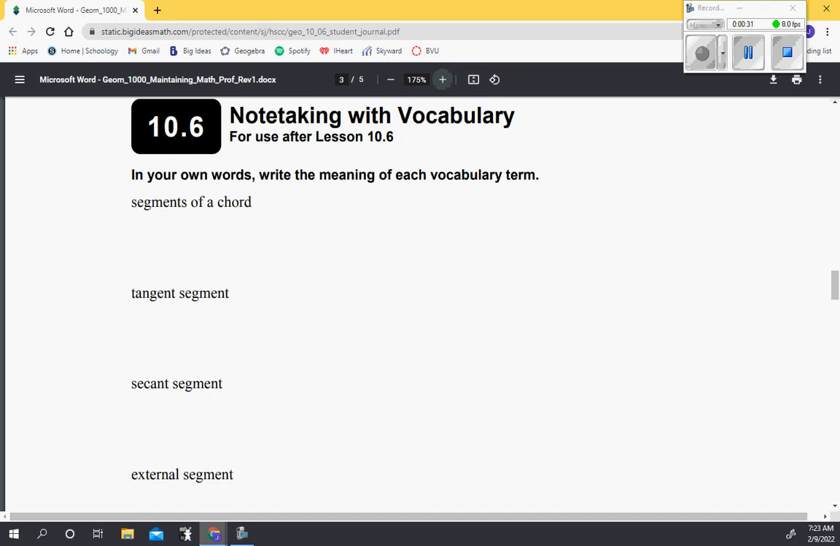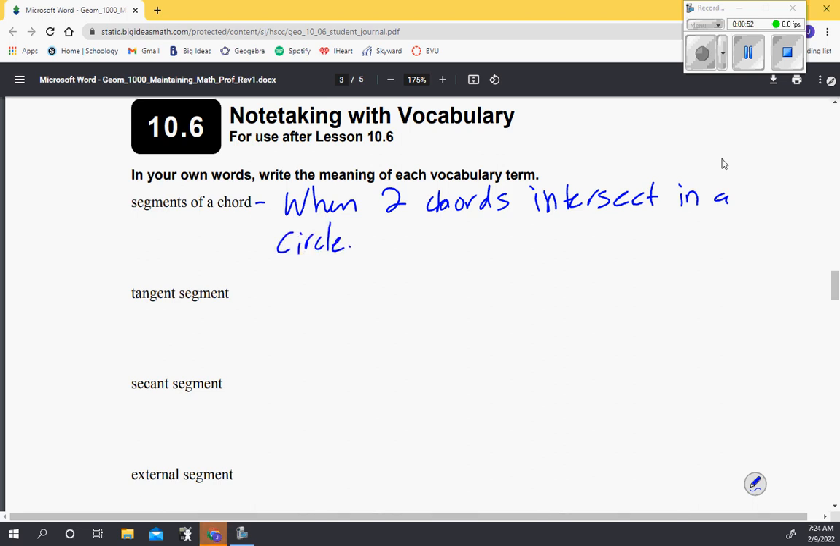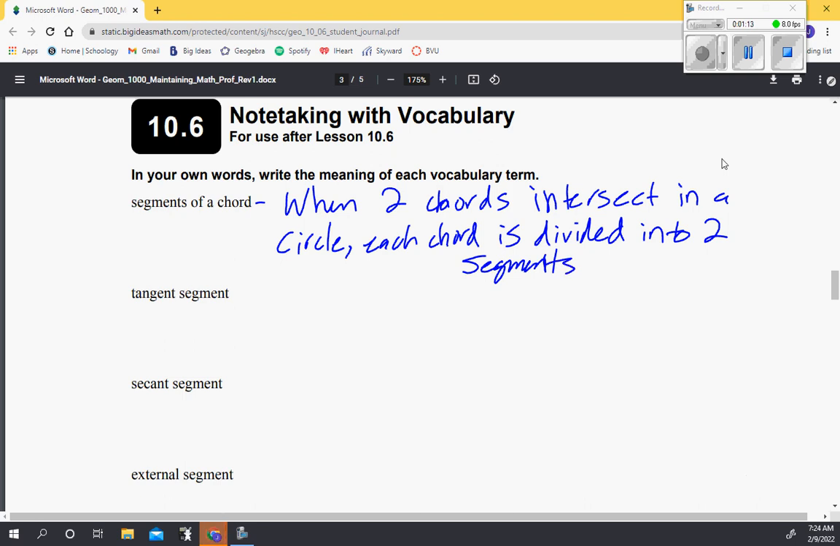Okay, so when two chords intersect in a circle, each chord is divided into two segments.